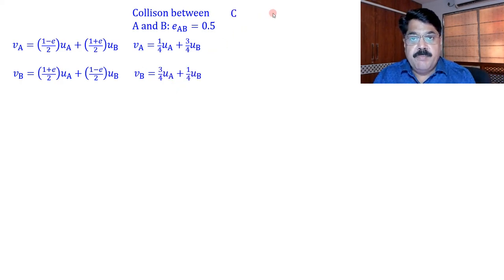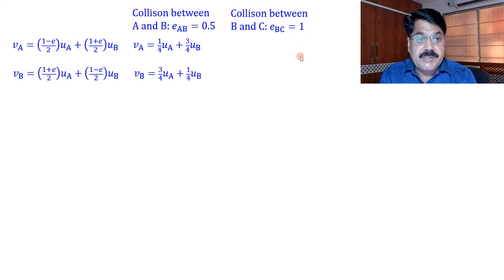And for collision between bodies B and C, E is equal to 1 and masses are equal. So we can use the fact that they will exchange their velocity. Of course, we can use a similar relation, but here it is easy to write from exchange of velocity. So VB will be equal to UC, and VC will be equal to UB. So they will exchange their velocity.